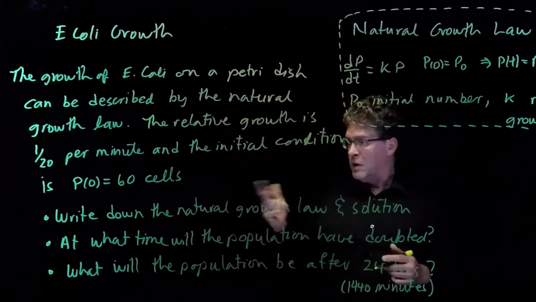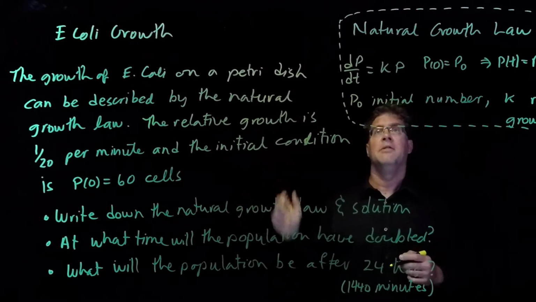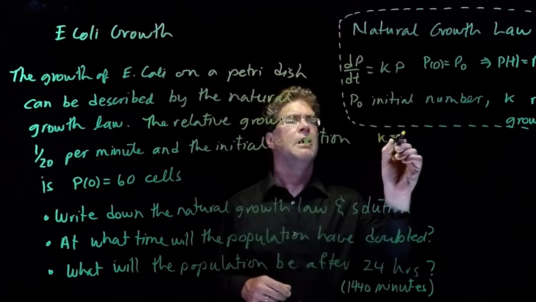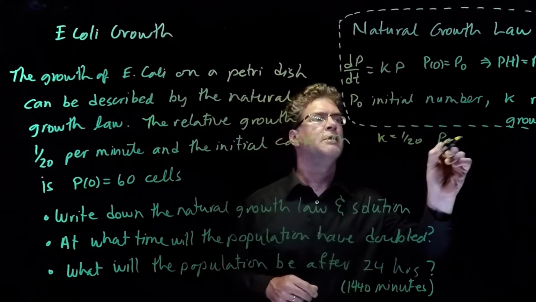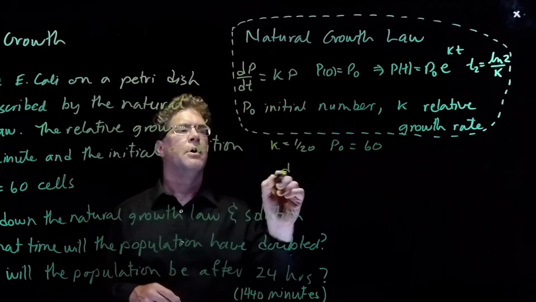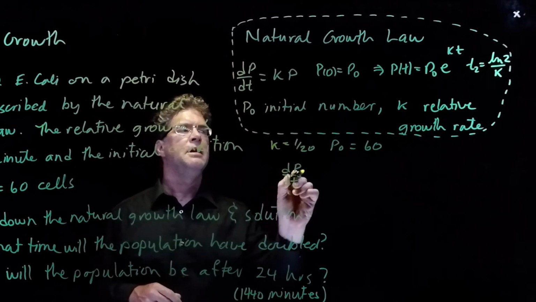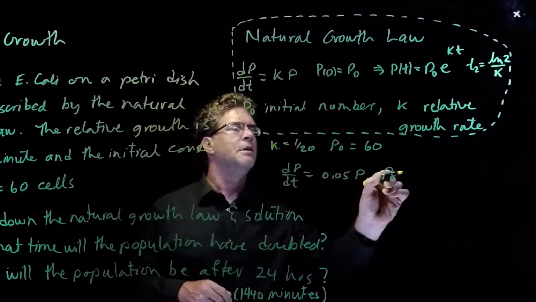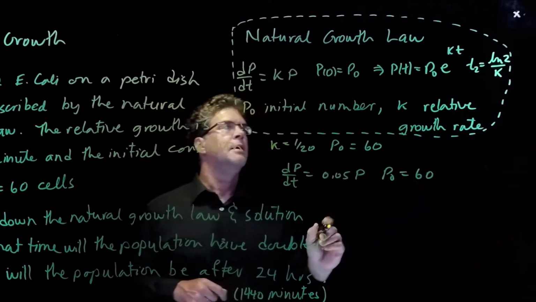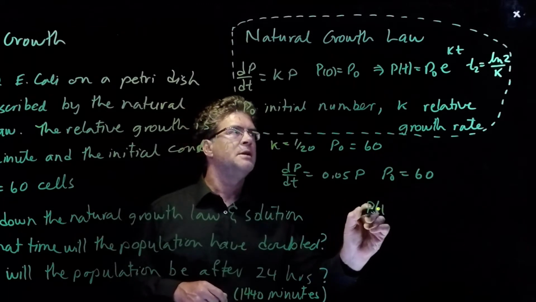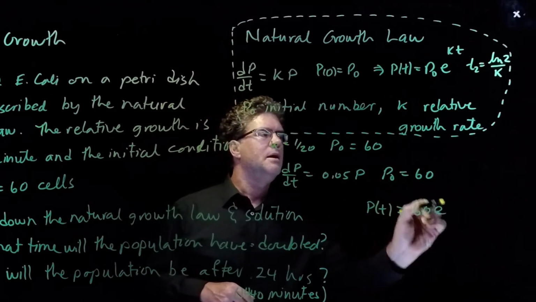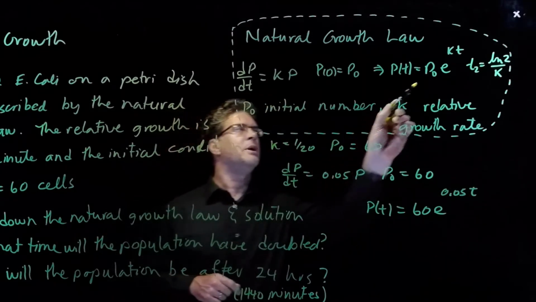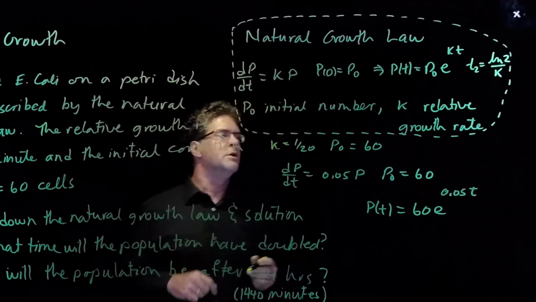And so the question asks to write down the natural growth law and the solution. Well, we have it right here. We just have to identify that k is 1/20 and P naught is equal to 60. And so our natural growth law is dP/dt is 0.05 P, P naught is equal to 60. And then the solution is P at t is 60 e to the 0.05t. So we're just plugging in the value for P naught, 60, and for k, 1/20th.